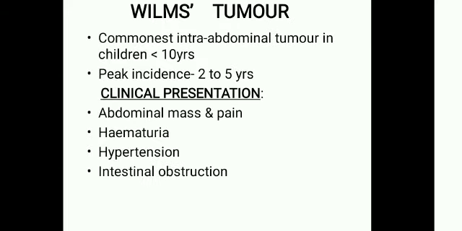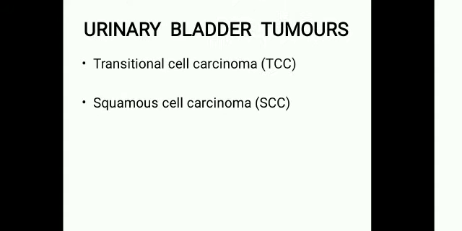Now, another important tumor which you see in children is Wilms tumor. That is also a renal tumor which you see in childhood, less than 10 years. And again, the common presentation is abdominal mass, abdominal pain, hematuria, hypertension, etc. Okay, now the other important tumors in the urinary bladder are transitional cell carcinoma and squamous cell carcinoma. These are the two important ones. So you should remember what tumors you get in different parts. In kidney you have RCC, and Wilms tumor in children. In urinary bladder you have transitional cell carcinoma as well as squamous cell carcinoma. Okay, so just remember the names.